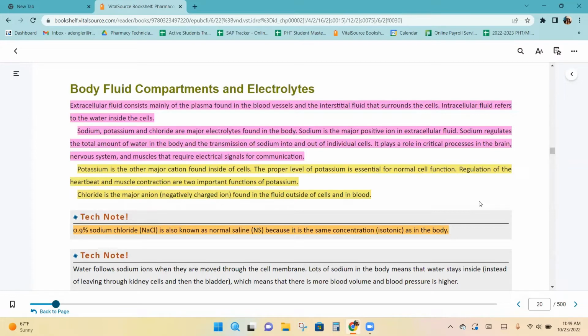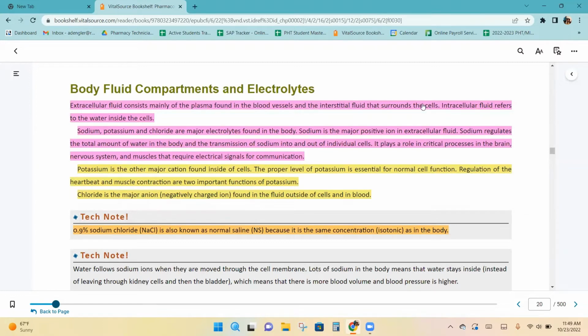Sodium regulates the total amount of water in the body and the transmission of sodium into and out of the individual cells. It plays a role in critical processes in the brain, nervous system, and muscles that require electrical signals for communication.